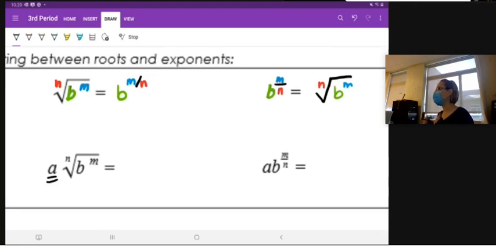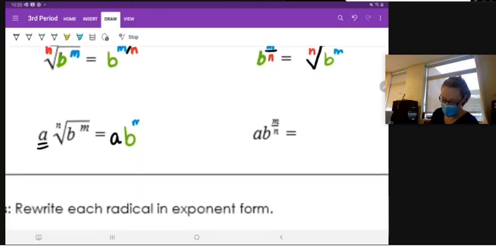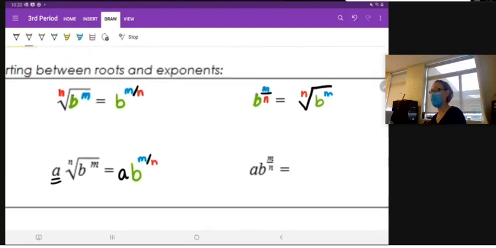A is not part of the radical. It's not part of the radicand. So when you're converting the radicand into an exponent, the a is not part of that. It's not part of it at all. So all we would do is rewrite the a in the front. But then the base to the m over n would be separate. They would just be multiplied. A is not part of the base.